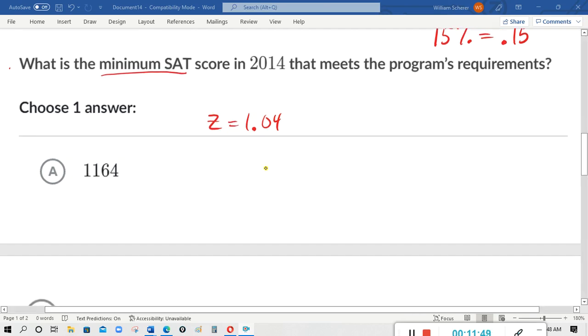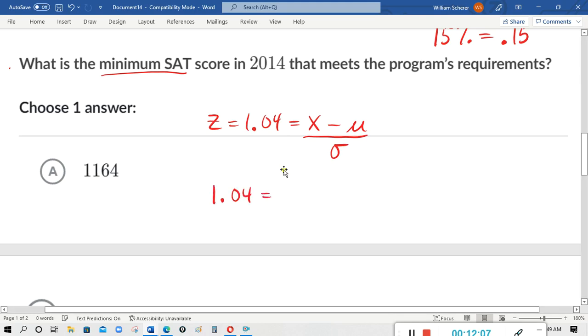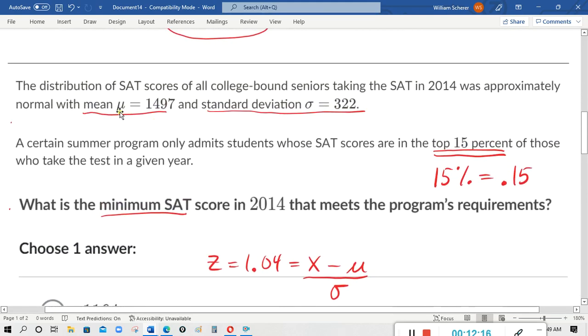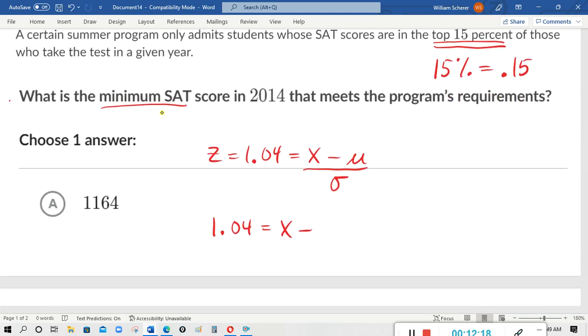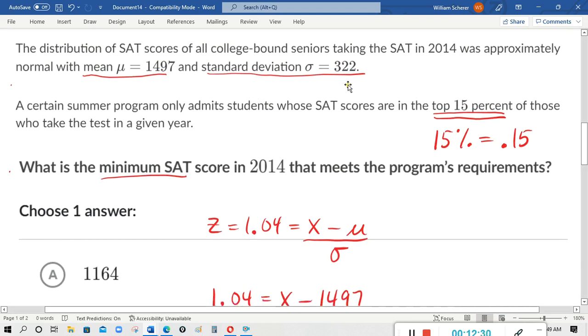We want to write the formula for the z-score. That's going to be x minus mu divided by sigma. So we start with 1.04, and that equals x, which we're going to solve for, minus mu. Mu is the mean, 1497, and divided by sigma. Sigma is the standard deviation, that's 322.